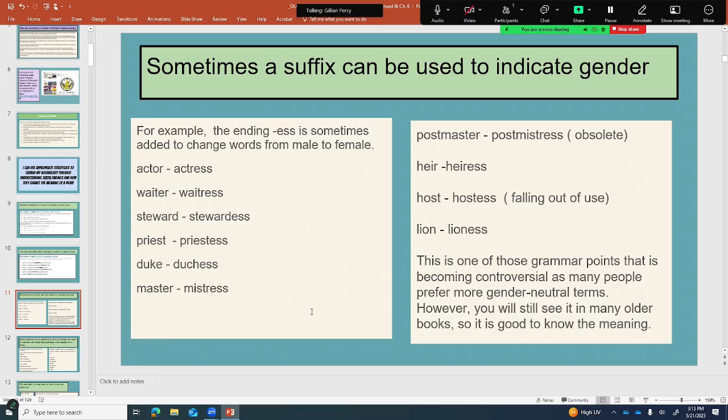Host to hostess. That's one of those ones that developed kind of a weird connotation, a little bit sexual, so it's kind of fallen out of use. The idea being somebody would host a party. Lion versus lioness. You may still see that one being used in like biology books. All right, what else have we got here?